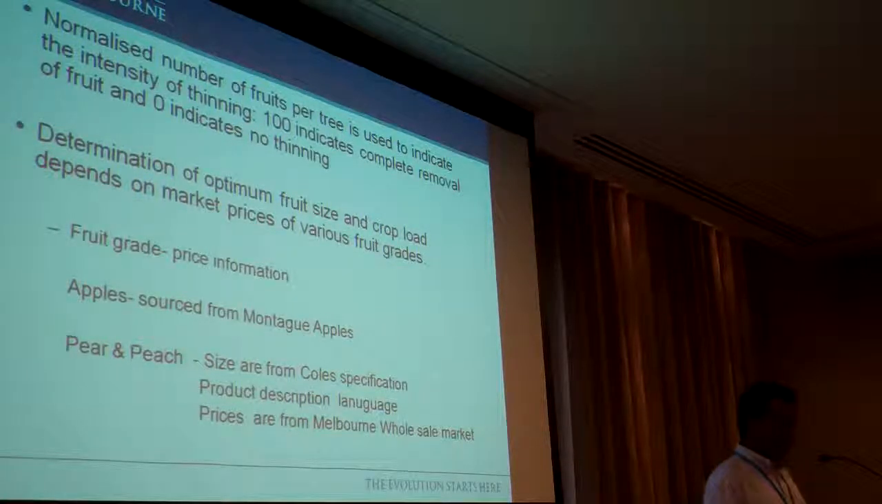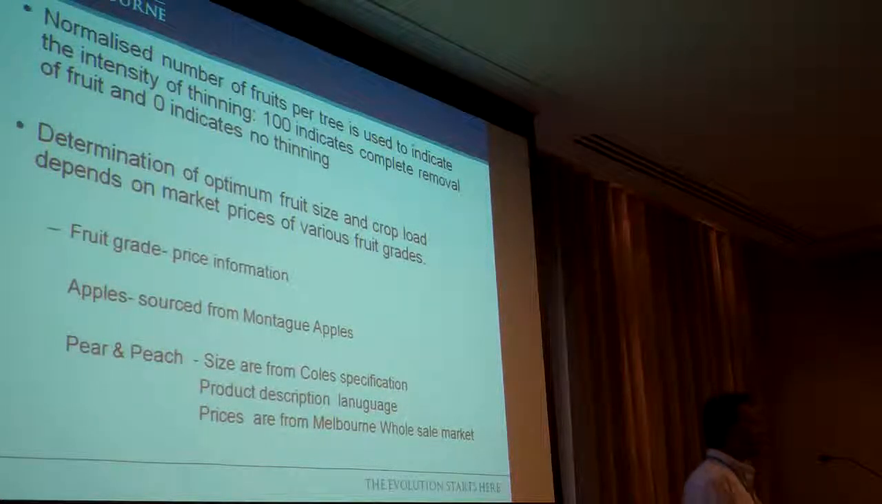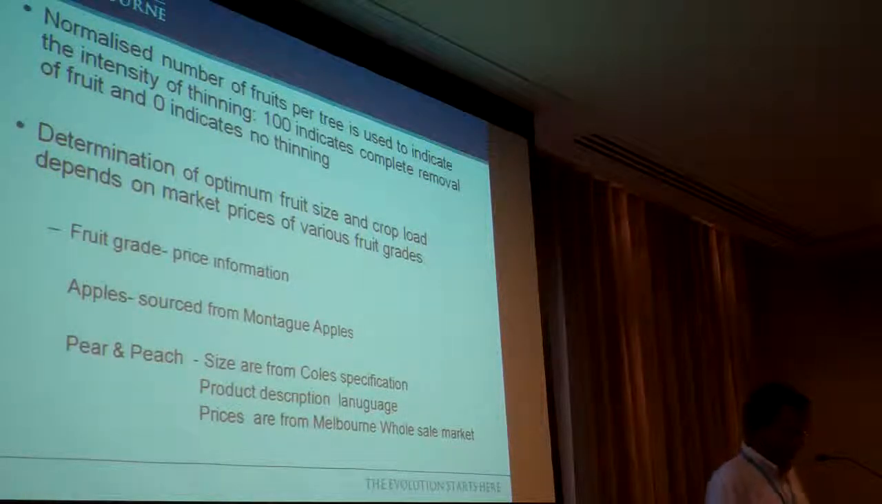The fruit grade price information: for apples, we were able to source very good information from Montague apples. But for peaches and pears, we couldn't get information from one source. So we used the size specifications from Coles supermarket and the product description language from APAL, Apple and Pear Australia Limited. For pears and peaches, we use the prices from the Melbourne wholesale market. So the size and price are coming from two different sources. That's the best we could do.